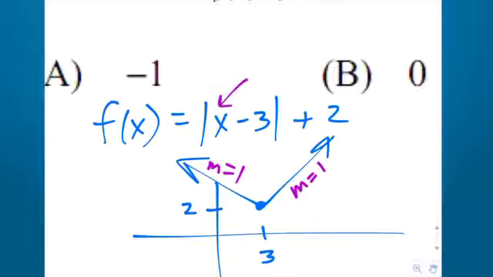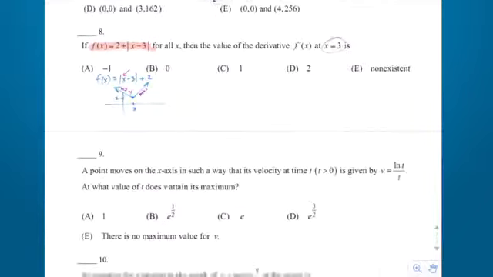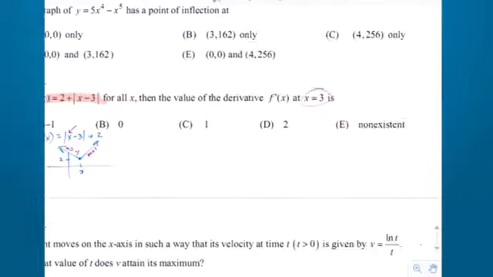So what that means then is everywhere to the right of 3, the slope is 1, so the derivative is 1. Everywhere to the left of 3, the slope is negative 1. This is asking us for the slope at 3. Well, what do you know about the slope at 3? There's no slope because it's a sharp turn, right? The slope from the left does not equal the slope from the right, so this one is D and E.